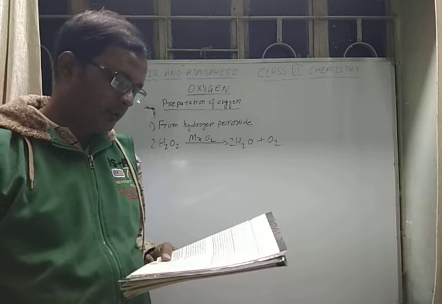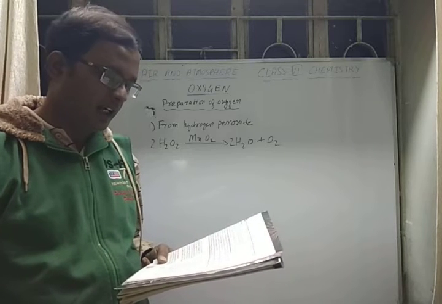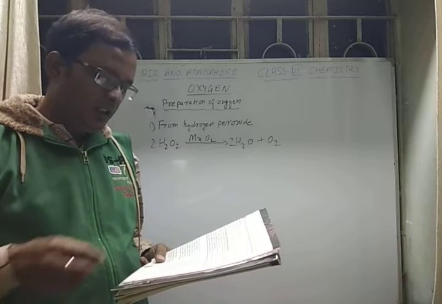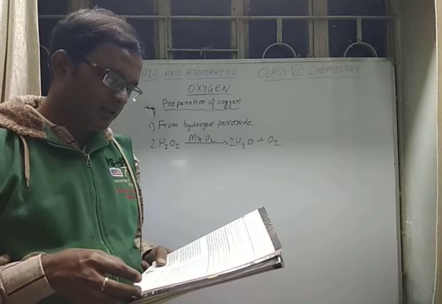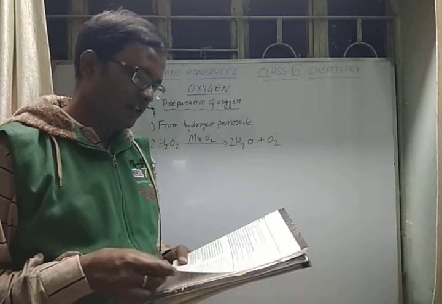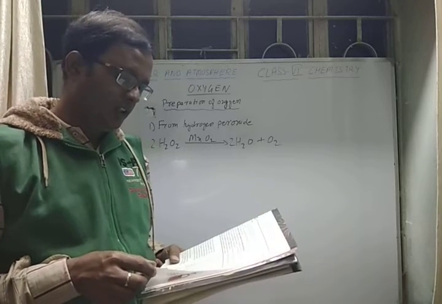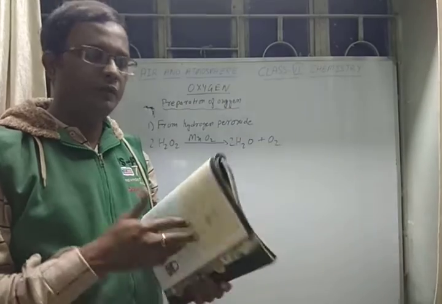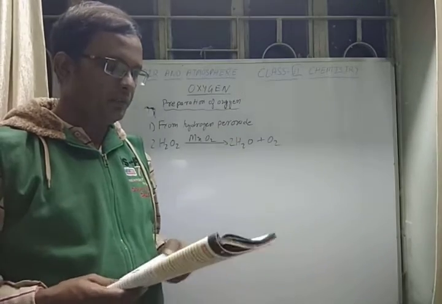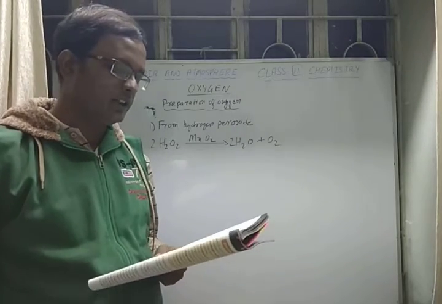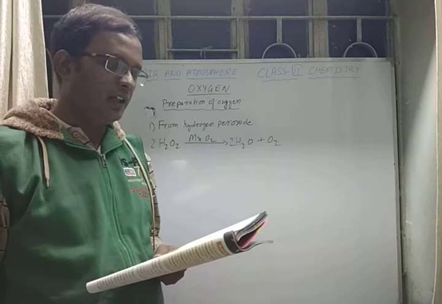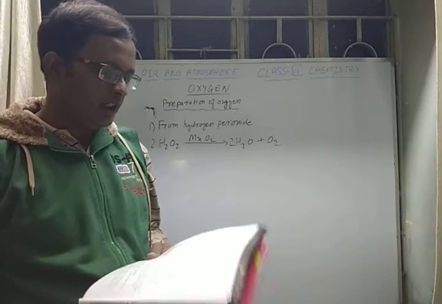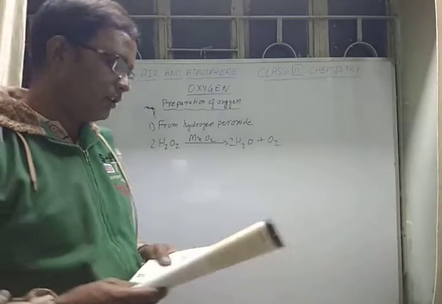So we have to first take hydrogen peroxide and then manganese dioxide, which is a black powder. So when you heat the hydrogen peroxide, it decomposes to form water and oxygen. So it is the first method by which we can do the preparation of oxygen. Now oxygen is collected in the gas jar.